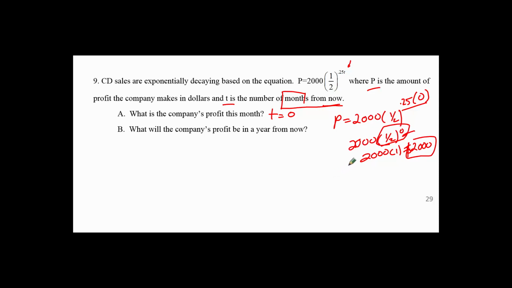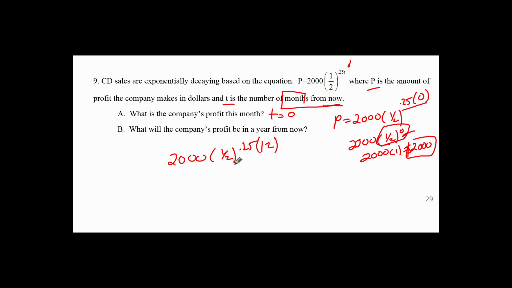It doesn't say it's dollars. It could be thousands of dollars. It could be pounds, English pounds, not weight. But anyway, what will the company's profit be in a year from now? So we get 2,000 times 1/2 to the 0.25 times a year. Okay, so a year is generally going to be 12 months.